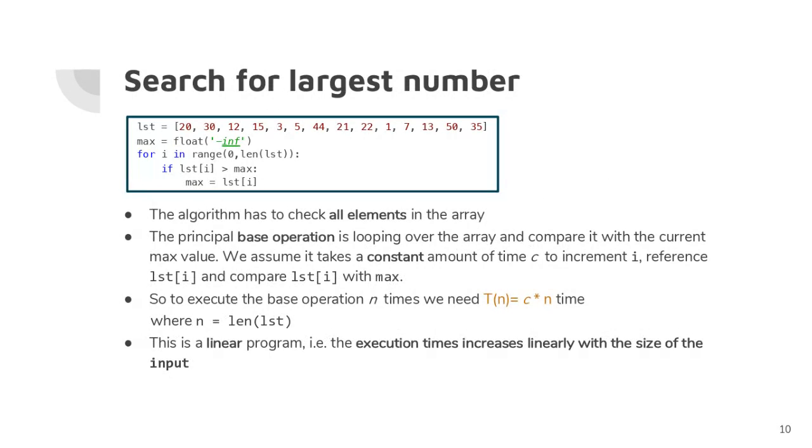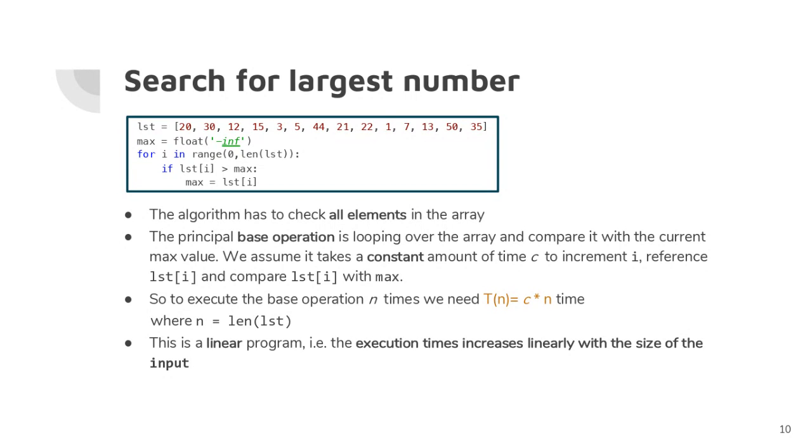So here is the first small algorithm we show. We want to search for the largest number in a list or in an array. So here we have a list with all these numbers, and we want to find the maximum number. So if you go through the list, you see that the maximum number is 50. And so how do we compute that?